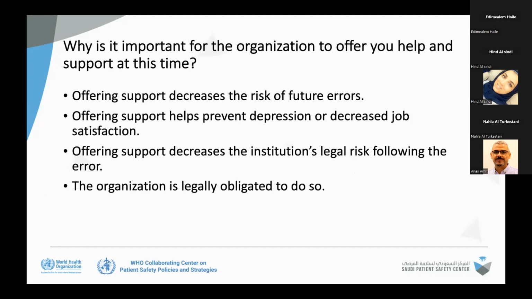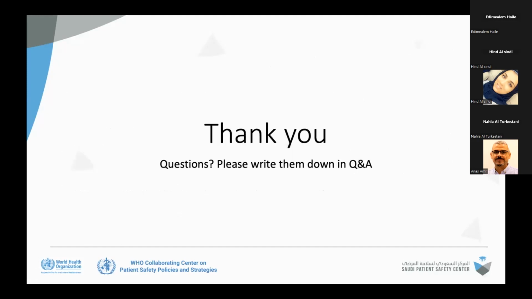So why is it important for an organization to offer help and support? Offering support decreases the risk of future errors, it helps prevent depression or decreased job satisfaction, and it decreases the institutional legal risk following the error. And also the organization is legally obligated to provide emotional or mental support to the second victims.